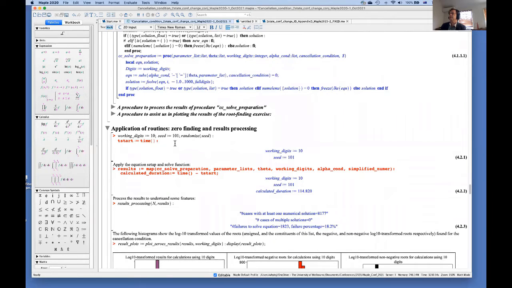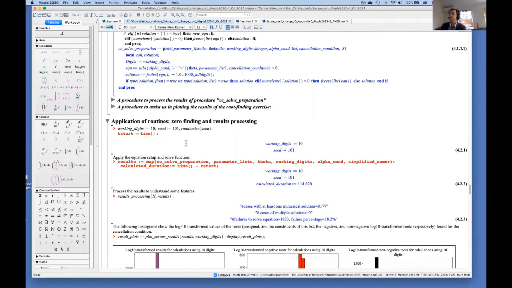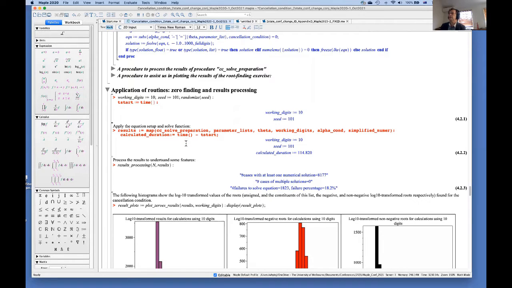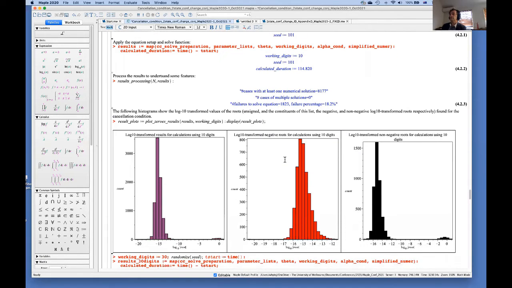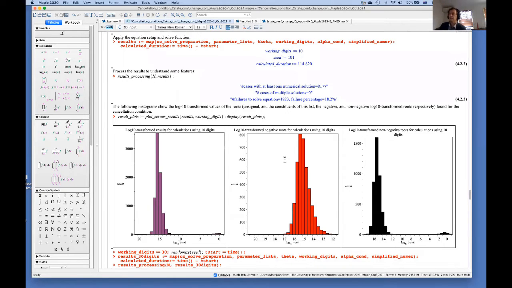So, setting some working digits, setting a seed, and then cranking through this to see how many hits we get, how many roots we get. We find that some reasonably large amount of the time, we don't get a solution from fsolve with 10 working digits. And just because I was curious about this, I thought, well, let's look at the log 10 of the absolute value of the roots that we get, and they're clustered at quite small values here, around 10 to the minus 15 in absolute value. A couple of bumps over there.